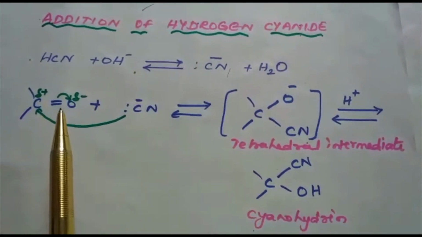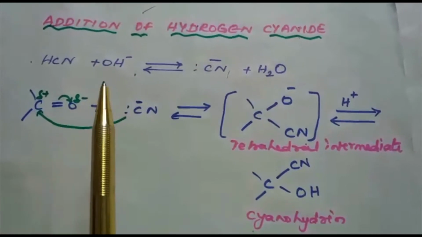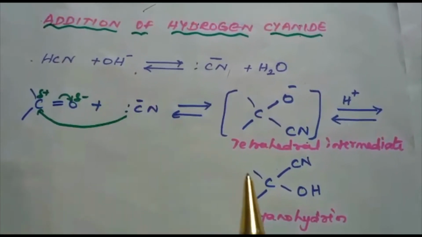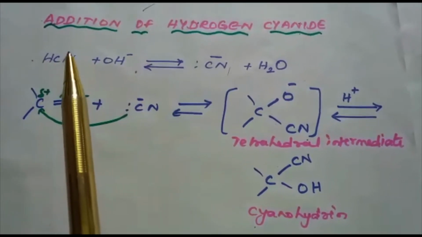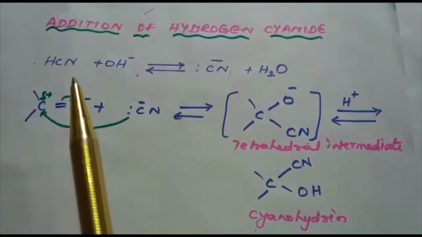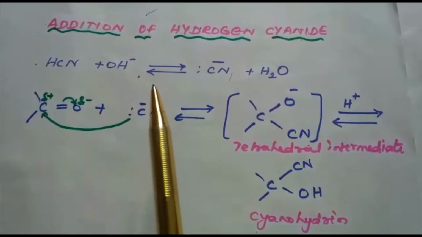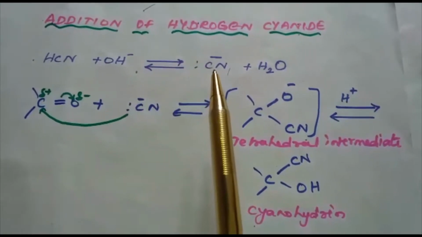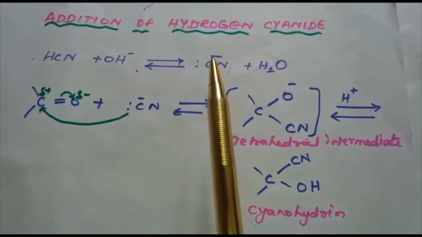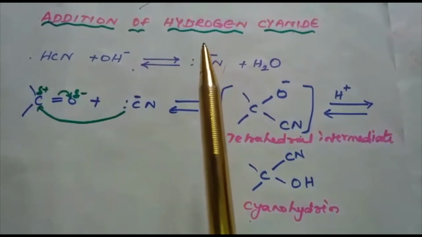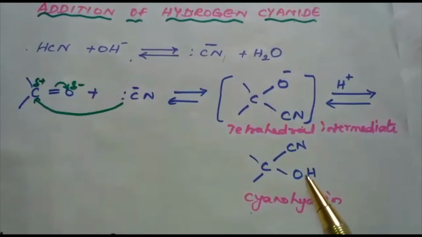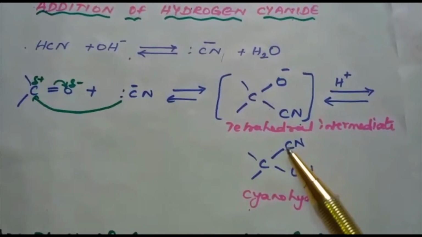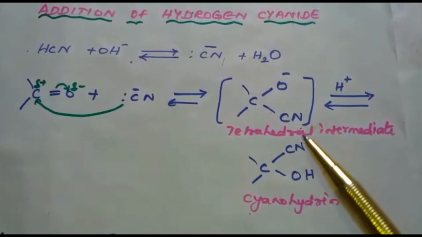Both aldehyde and ketone react with hydrogen cyanide to give cyanohydrin. But the reaction occurs very slowly with pure HCN. Therefore, the reaction is catalyzed by a base, and the generated CN minus ion is found to be a stronger nucleophile. It readily adds to the carbonyl compounds to yield the corresponding cyanohydrin. And the cyanohydrins are useful synthetic intermediates.